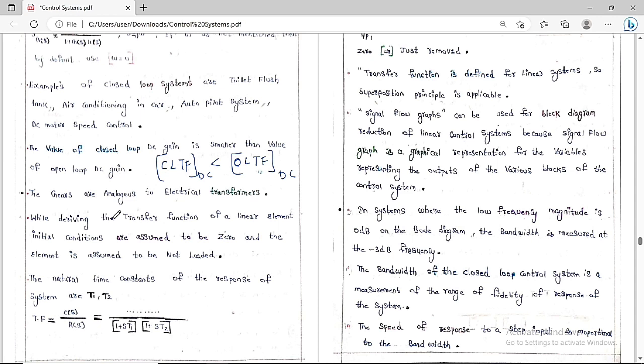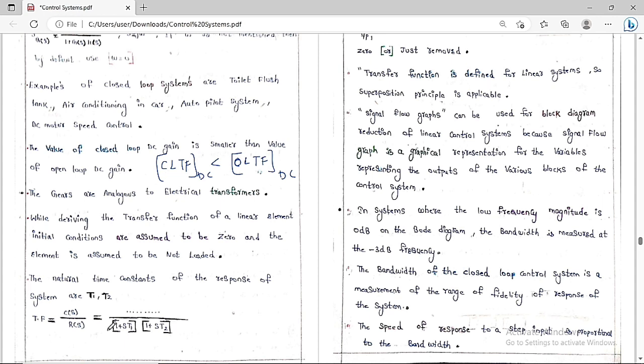The natural time constants of the response of the system are T1 and T2. You can see the transfer function C(S)/R(S) is the ratio of the numerator by the denominator. Try to write it in the time constant format, with T1 and T2. These are basically the poles. These poles are called the natural time constants. Listen carefully: these T1 and T2 are called the natural time constants of the response of the system.